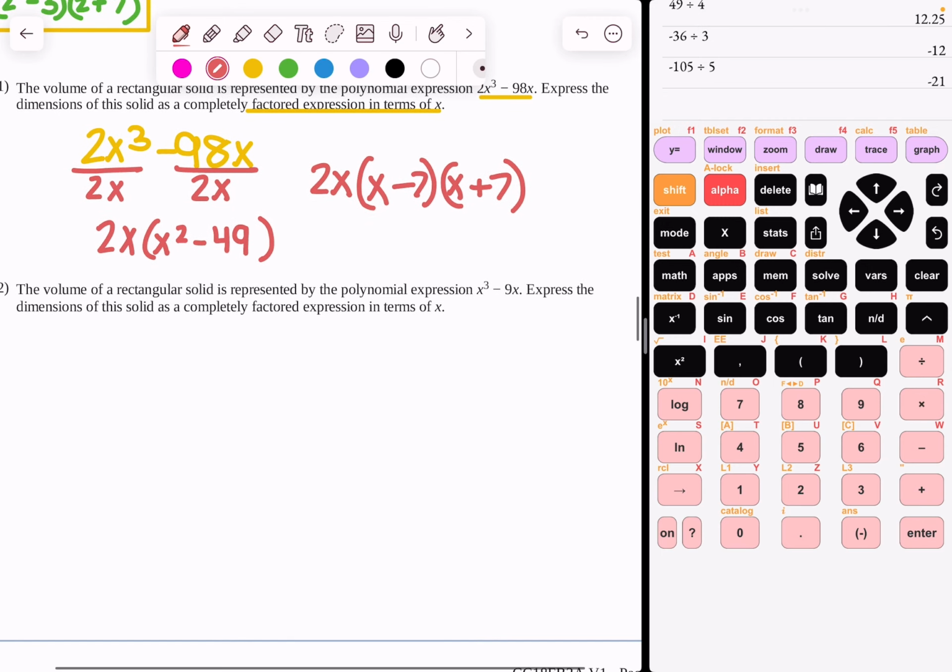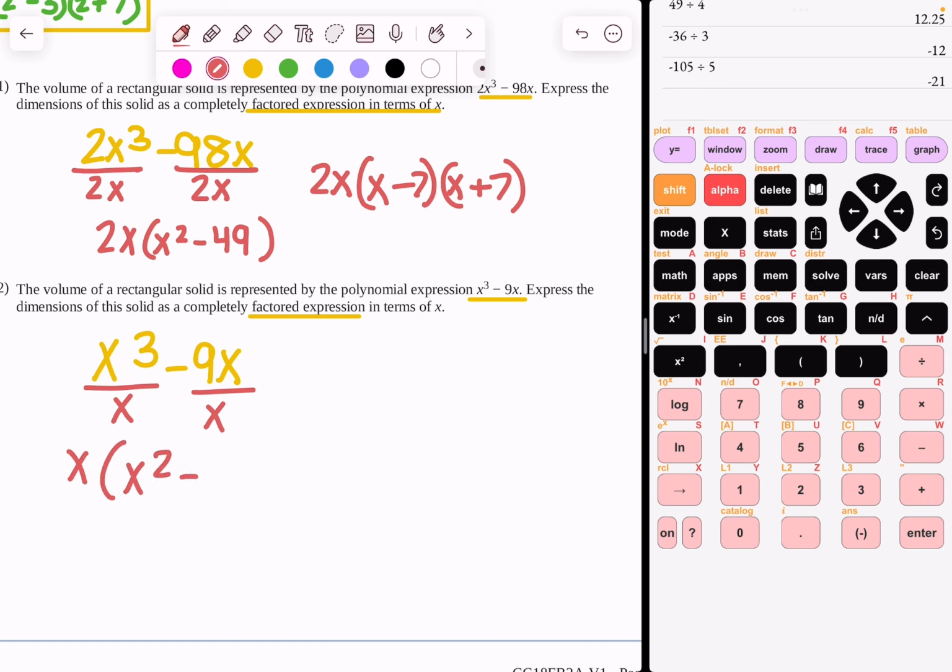All right. This is the same kind of question in the next one. The volume of a rectangular solid is represented by this polynomial. Express it in factored form. All right, so we have x to the third minus 9x. I'm going to factor out an x from each one because there's no number I could take out. So I would have x squared minus 9.